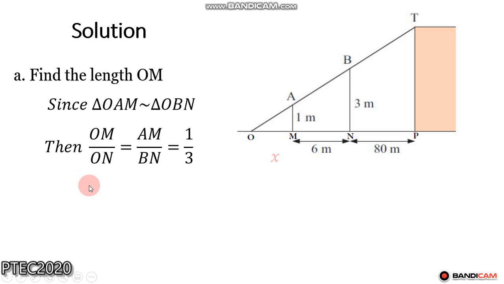However, I can label OM here as X so that it might be easy for you to solve the equation. It's up to you whether you want to label it or not. But I just like to label it as X so that it is easy for you to understand. So if I label OM as X, OM here I can replace by X.